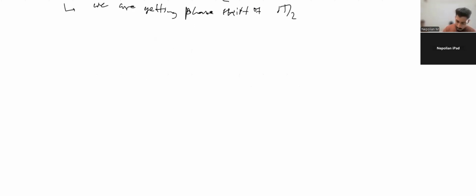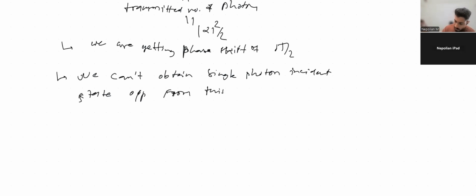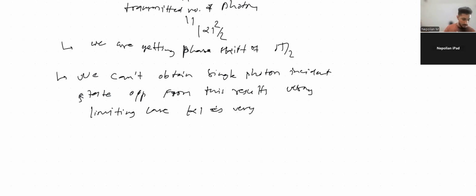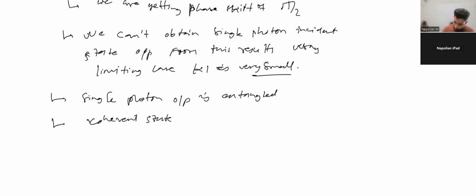So we cannot obtain the single photon output from this result using the limiting case where alpha is very small. We will not get the single photon result. So the results are: single photon output is entangled, as we have seen earlier, and coherent state output is not entangled.